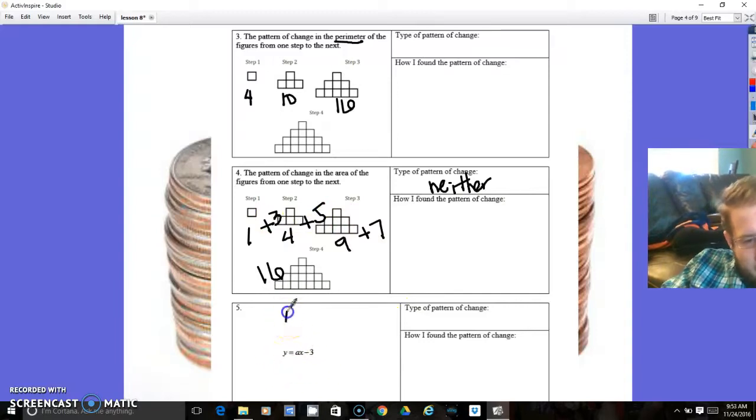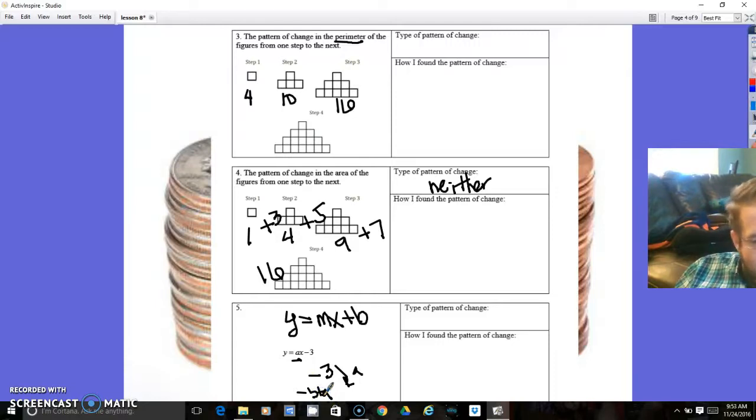Number 5, this is an arithmetic sequence because it's in y equals mx plus b format. Now it just so happens that the rate is changing by m, which is a in this case, times x minus 3 is the starting point. So negative 3 is the starting point, and then you add an a to it to get the next one. So the next term would be negative 3 plus a, and then negative 3 plus 2a, then negative 3 plus 3a.